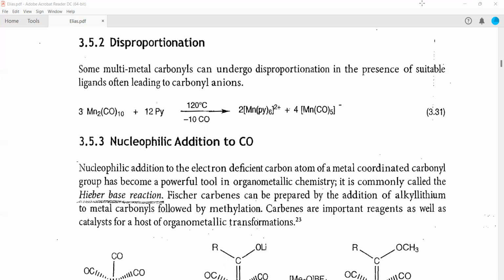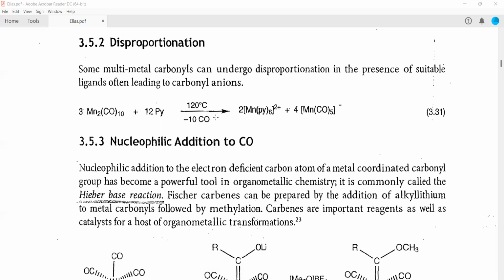Pyridine is also a strong sigma donor. So in that case, there's a chance that, it is a dimer, so this dimer can break and form an anionic complex and a positively charged complex. We know that in the anionic complex, the metal carbonyl will exist, because in the anionic complex the metal to carbonyl bond is even stronger. But in the cationic complex, the metal carbonyl bond is not that strong, and that is why here pyridine is substituted.